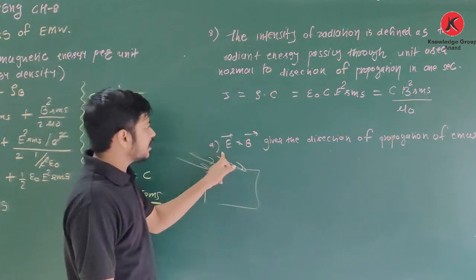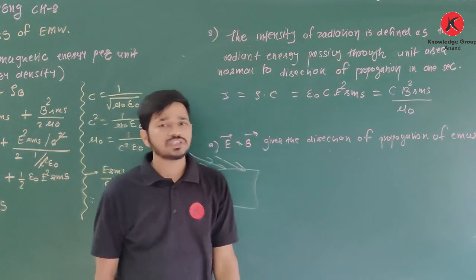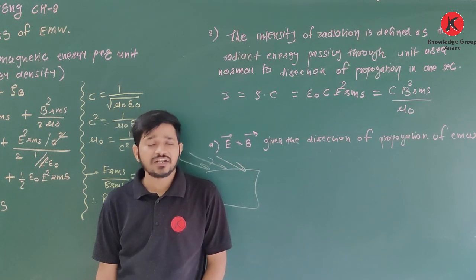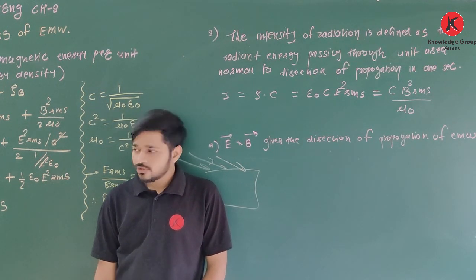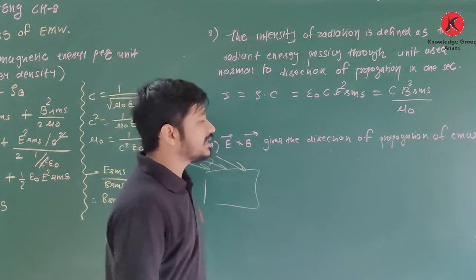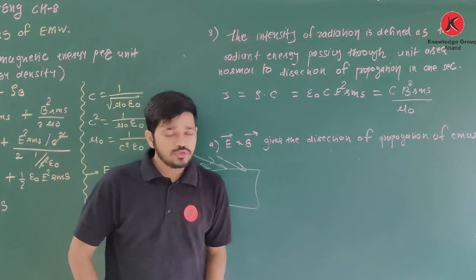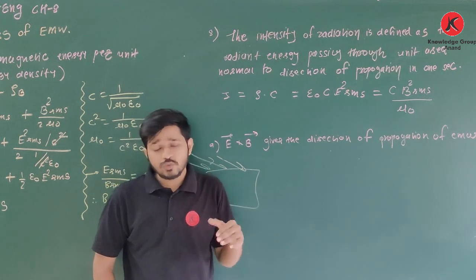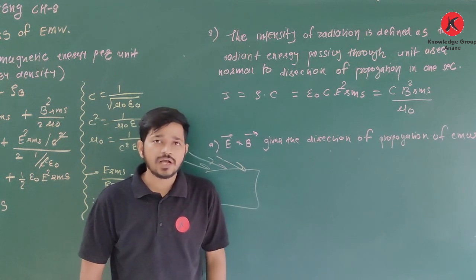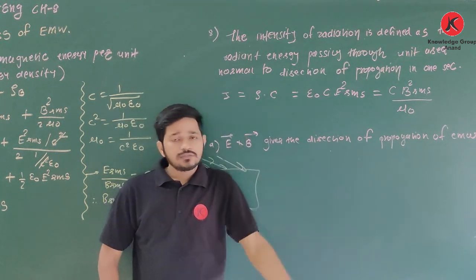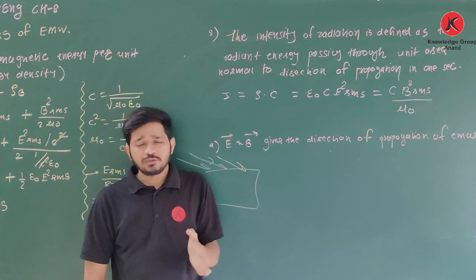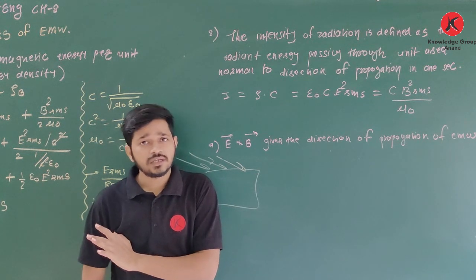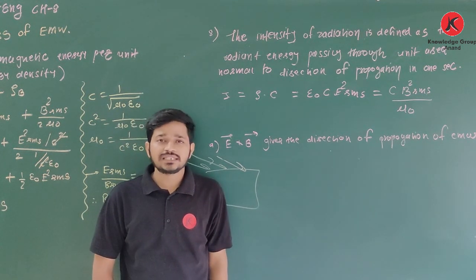Last point: E cross B gives the direction of propagation of electromagnetic waves, and we know it. Direction of propagation is in the direction of E cross B. So in total there are 9 characteristics of electromagnetic waves, and you have to remember each and every characteristic. Clear about this? Now it depends on the question how many characteristics you have to write: in a question of 2 marks and in a question of 3 marks, how many quantities you have to write. So, electromagnetic waves, the characteristics, this is it.